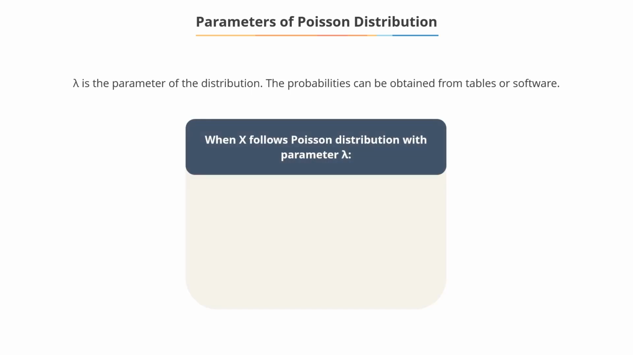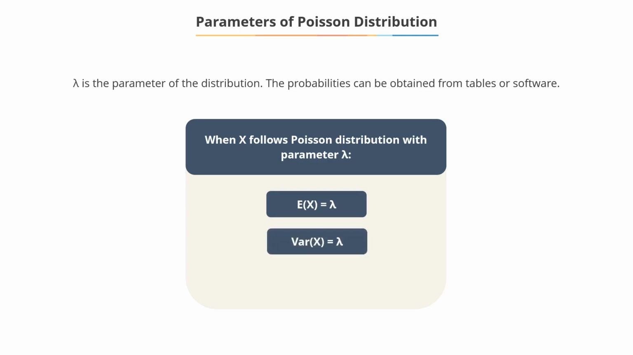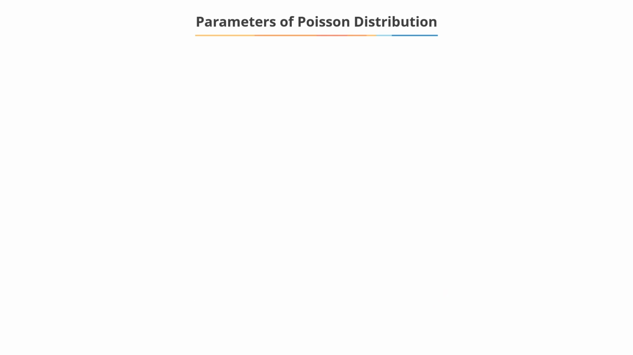When x follows a Poisson distribution with parameter lambda, the following scenarios are true. Expected value of x equals lambda, variance of x equals lambda, standard deviation of x equals square root lambda. Let's understand this with an example.